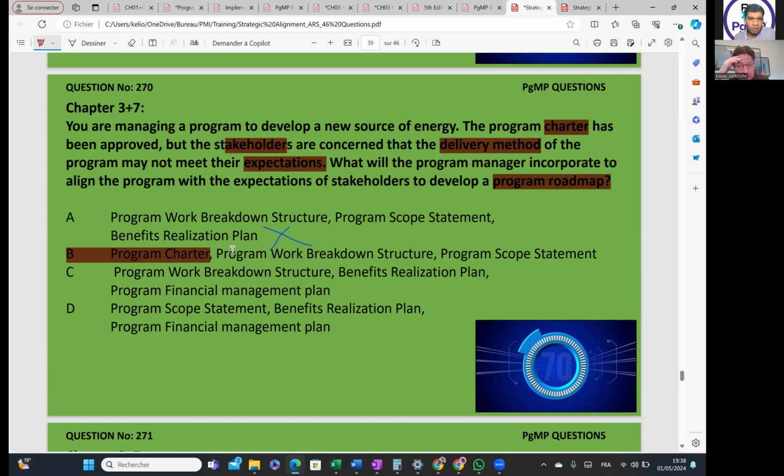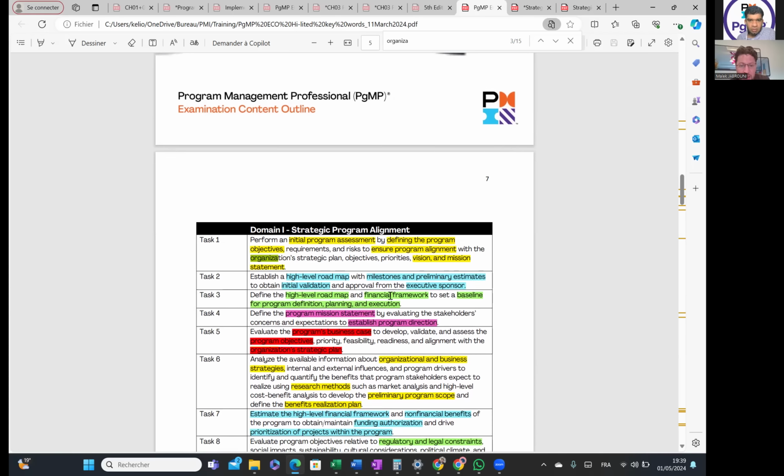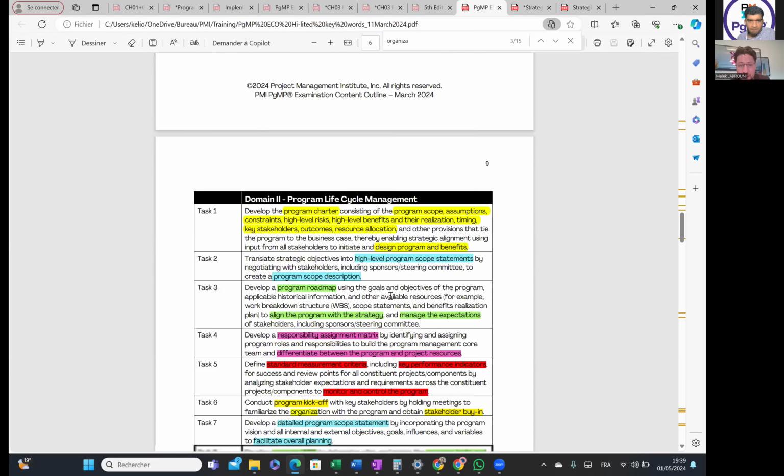If you go to the, I think this is develop a program roadmap. I have already all of this. In fact, I have the program charter, I have the program work breakdown structure and scope statement. Let's look at the ECO. Domain 2, task 3. Okay, I will look in the ECO. I have it here. Find the high level roadmap. Domain 2, not domain 1. Ah, okay, domain 2. I didn't read it yet.